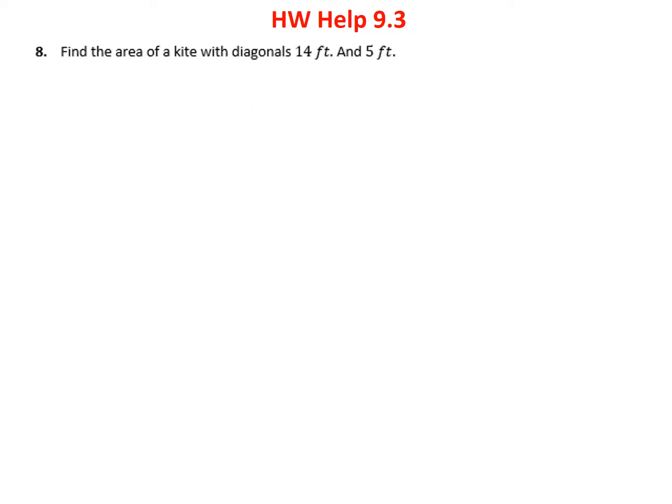Problem 8 is a straightforward problem. They give us the 2 diagonals. So the area is 1/2 the product of the diagonals. So let's plug it in. 1/2 14 times 5. Half of 14 is 7. So that's 7 times 5 is 35 feet squared.